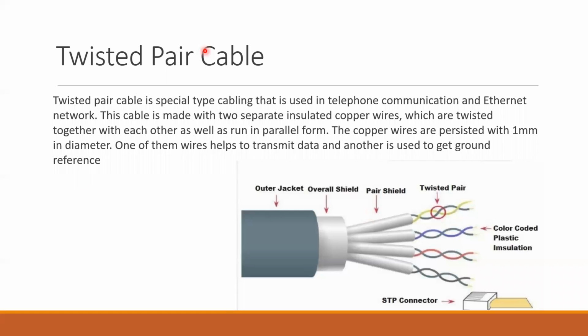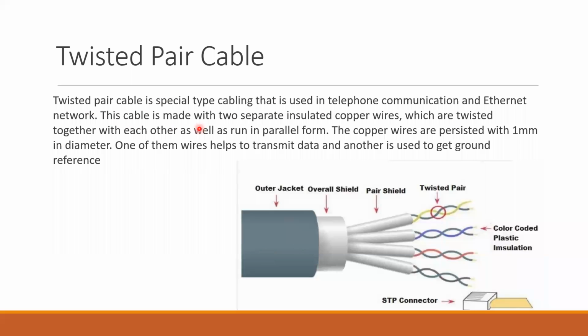Moving ahead, next we have twisted pair cable. Now you can see twisted pair cable kuch aisa hota hai. First we have the outer jacket, then internal shield, then pair shield, and in this the wires are in crossing form, twisted. So twisted pair cable is a type of cabling that is used in telephonic communication और Ethernet network. इंटरनेट में और टेलीफोनिक कम्युनिकेशन में हम इसको यूज करते हैं.